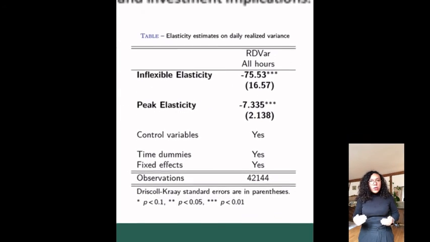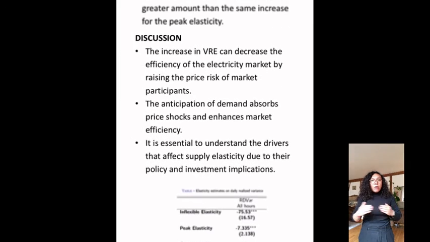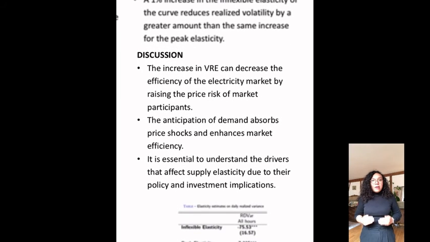So to conclude, we can say that despite all the benefits of renewable energy production, it can also be detrimental to market efficiency by increasing the price risk of market participants. It is therefore important to continue researching all the implications of renewable energy generation and to continue exploring the various mechanisms that allow market flexibility.